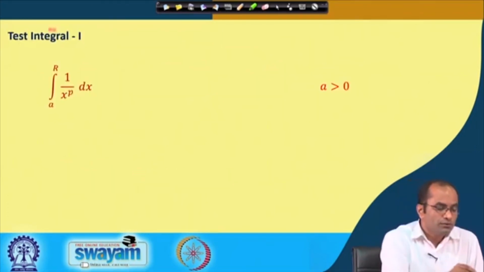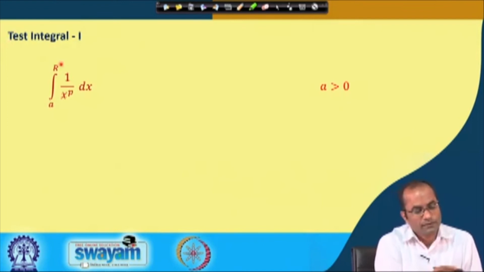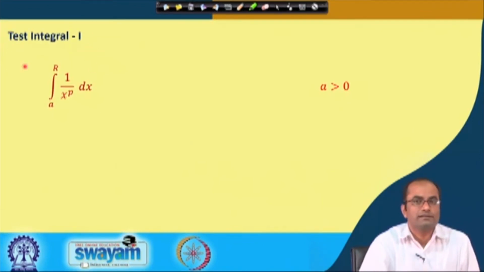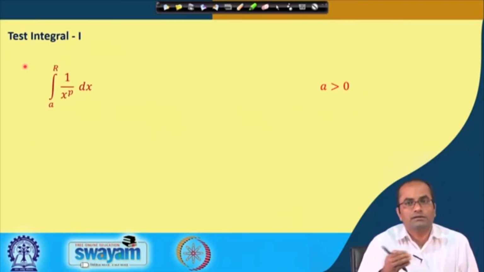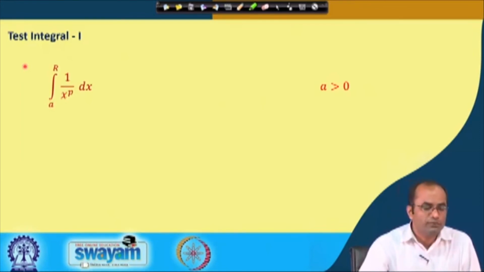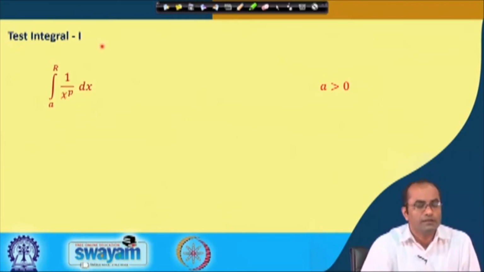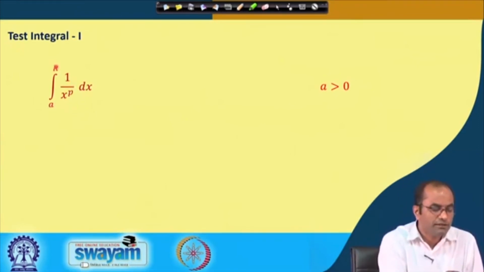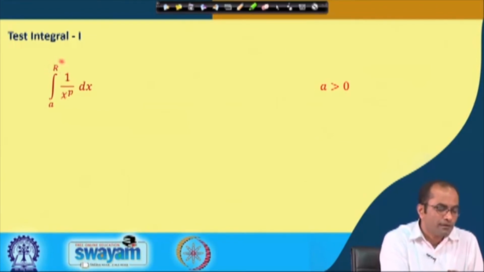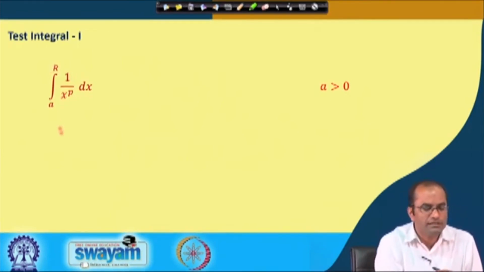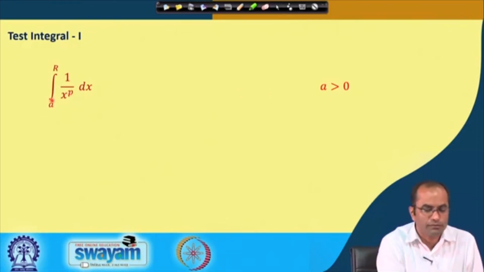So, here we will also use, in further lectures, these test integrals, because in the next lectures we will learn about how to test whether an integral converges or diverges without evaluating it. So, there we will be using this test integral, this is called test integral 1. So, we have a to r, later on we will take the limit r to infinity. So, we have this integral a to r of 1 over x power p dx, which we can easily evaluate. This a is a positive number.